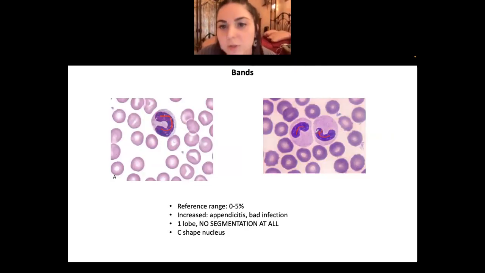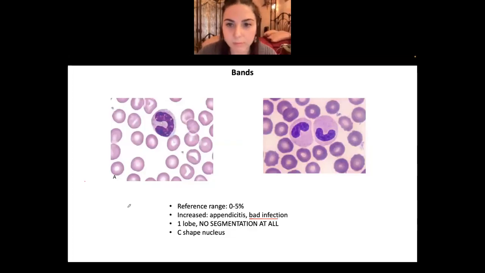This doesn't break off into its own nucleus, and then this doesn't break off into its own one, and then same here. So it's basically just one lobe, and there's absolutely no segmentation. The second you see segmentation, that's going to turn into a neutrophil, a seg, basically. If you have increased numbers of bands in your blood smear, that's usually a sign of appendicitis, or a really bad infection. Think of it as the body saying, I have such a bad infection, I'm going to just start shooting out more immature neutrophils because the body needs help.